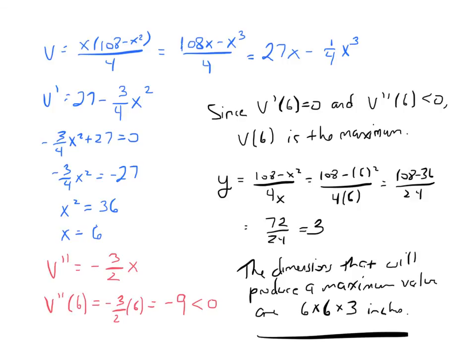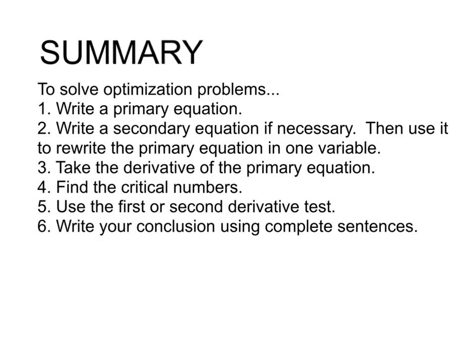So each problem is going to look a little different, but they essentially have the same set of steps. First, you need to write your primary equation. Now, if your primary equation is in more than one variable, then you'll need a secondary equation. Sometimes you don't need the secondary equation. You use your secondary equation to rewrite your primary equation in a single variable.